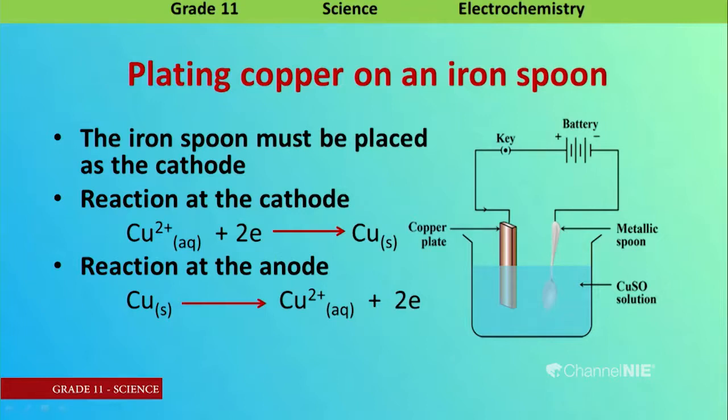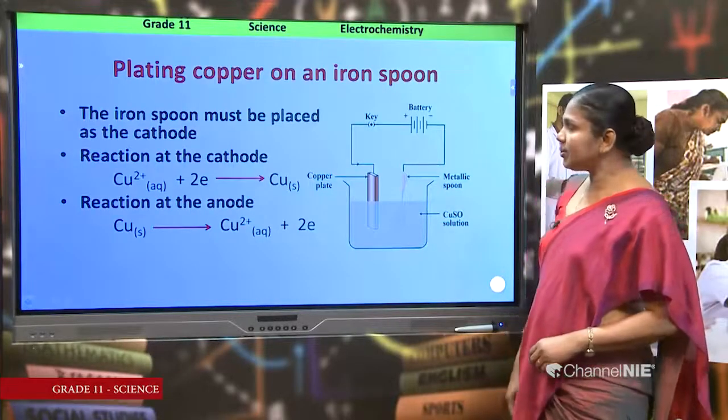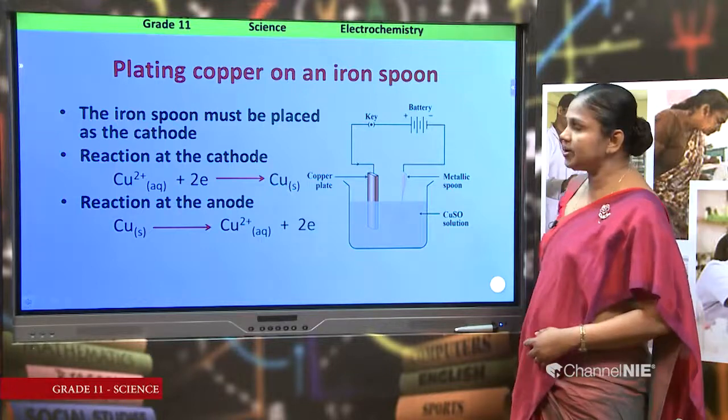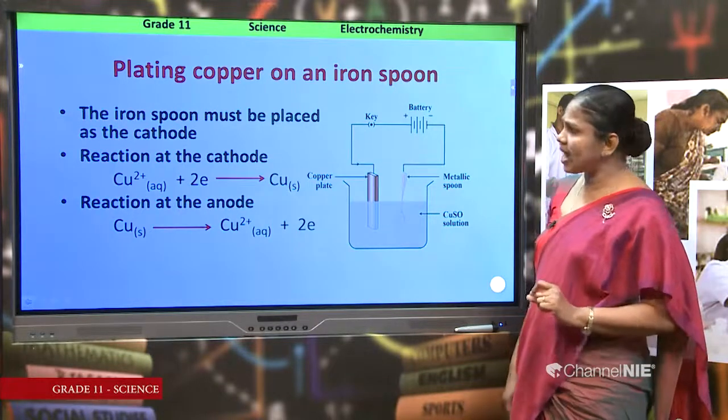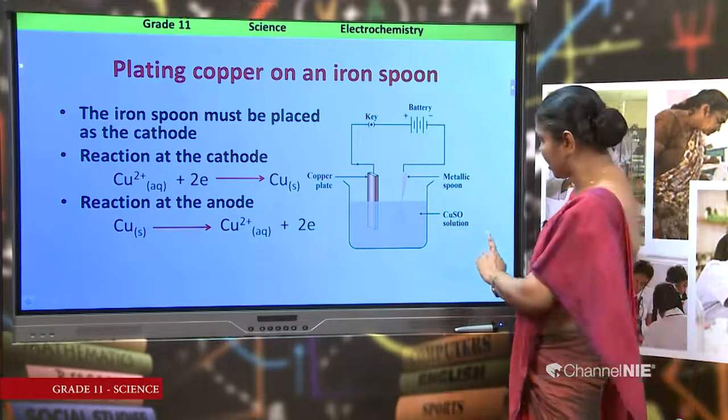Then this can be done continuously. After plating the iron spoon, you can replace it with another new one and plate it also. This can be done continuously by sending electric current. Right, children, now I am going to show you how an iron nail is plated with copper metal.